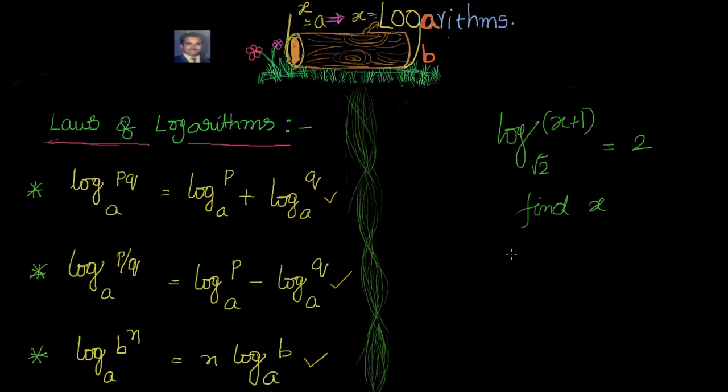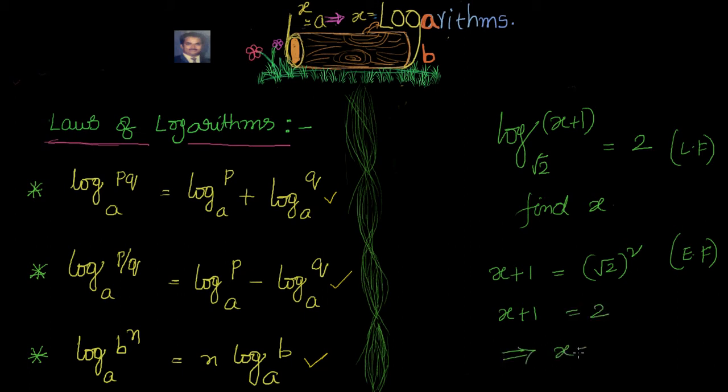So how will we be doing this? This is in logarithmic form, we know that. Now let's try to convert that into exponent form and see what we can do. If the logarithm is 2, then the number should be equal to the base to the power of the exponent, right? So that makes x plus 1 equal to root 2 whole square. That gives me x plus 1 equal to 2. That's nothing but x equal to 1. That's a pretty simple one to start with.